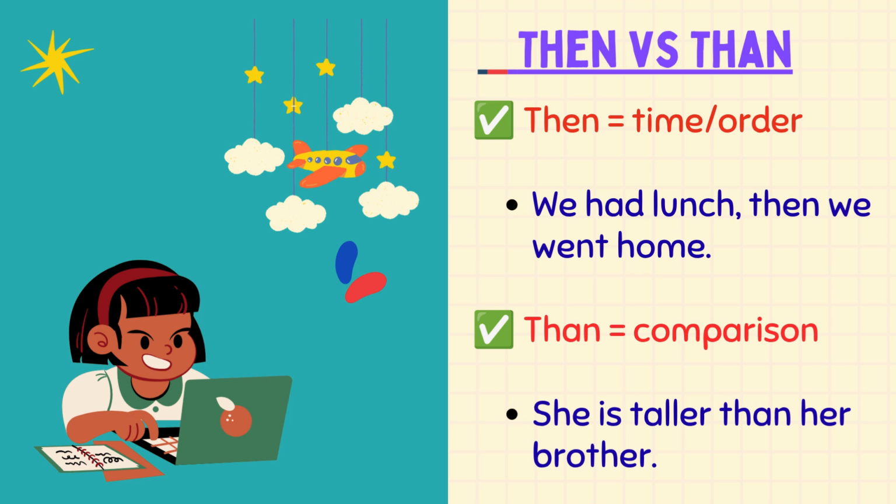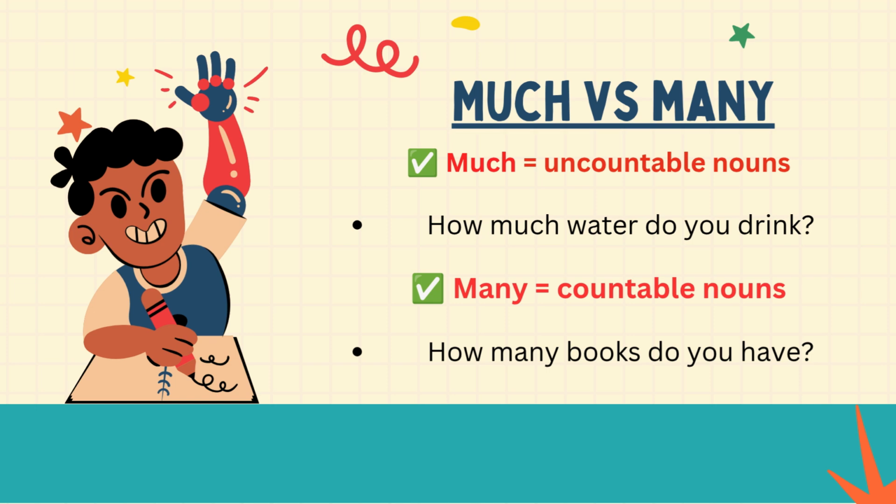What is than? Than is used when comparing things. Example, she is taller than her brother. The book is better than that one. I run faster than my friend. If you are comparing two things, use than. Let's go to the next slide.